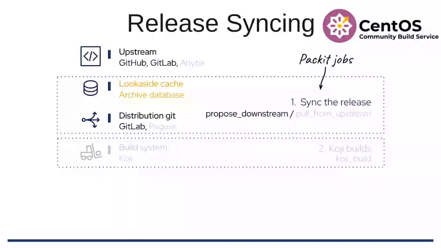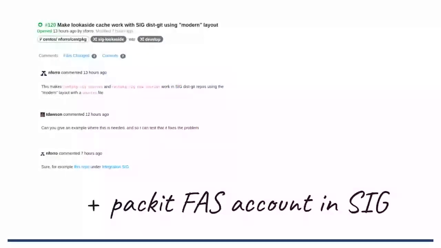Then the lookaside cache. Actually, a PR was sent yesterday by Nicola from our team. Thanks, Troy, he's not here, for taking a look. So if we have this little fix, then the sent package SIG can upload correctly to the lookaside cache. So once this is there, we can correctly send it.